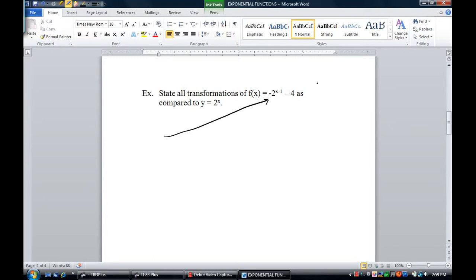The minus sign in front means you're taking all these y values and making them negative. So if you think about it, these are positive y values on this side of the x-axis, and these are negative y values. So when you go from a positive to a negative, that's a reflection over the x-axis.